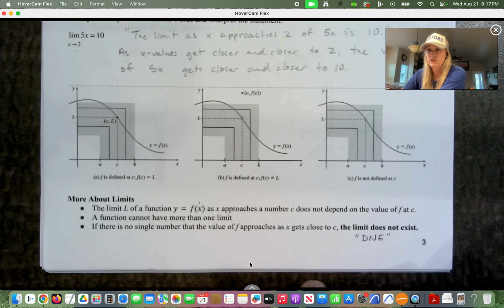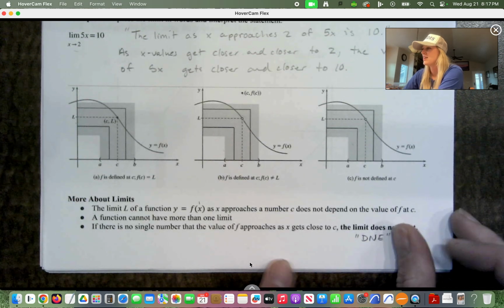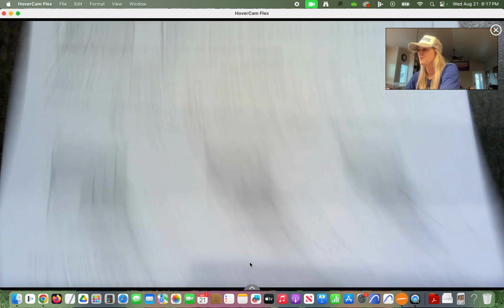Those of you that are Mean Girls fans, it is coming into play finally for you in a math class. The limit does not exist. Okay, we are going to move on.